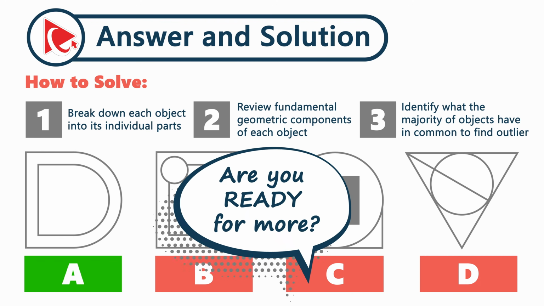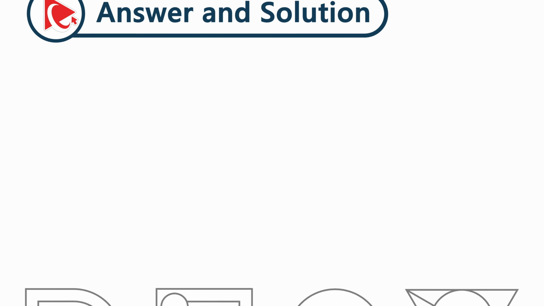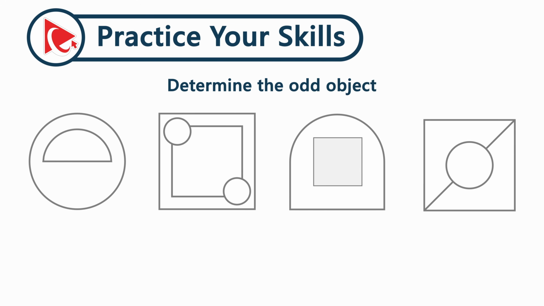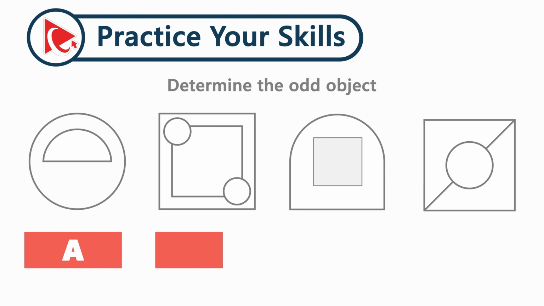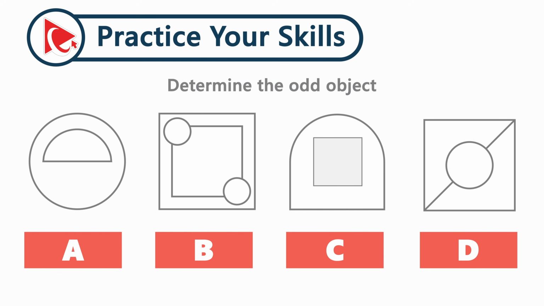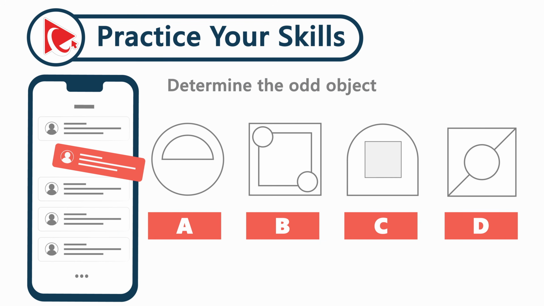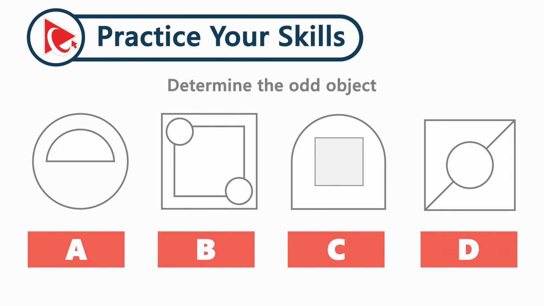Are you ready for more? Try this question to see how you would do. You're presented with 4 objects, and you need to determine the odd one. Your choices for the answers are choices A, B, C, and D. After you've selected your final answer, post it in comments, and I'll share my feedback. Enjoy solving this cool problem.